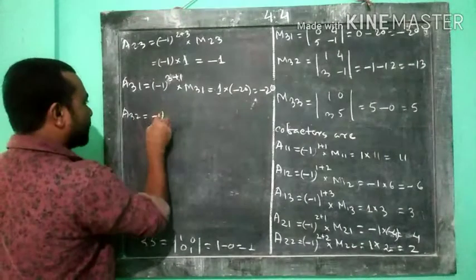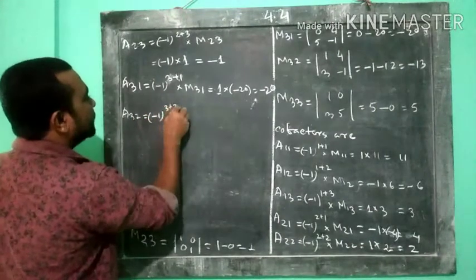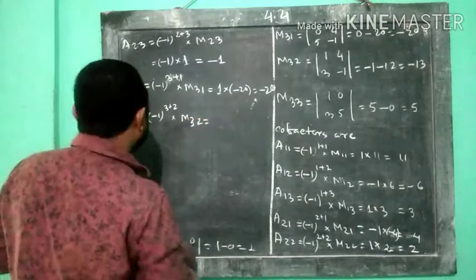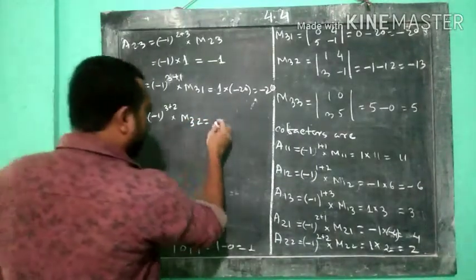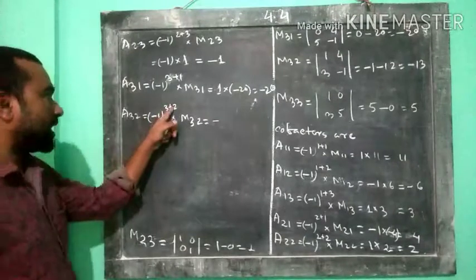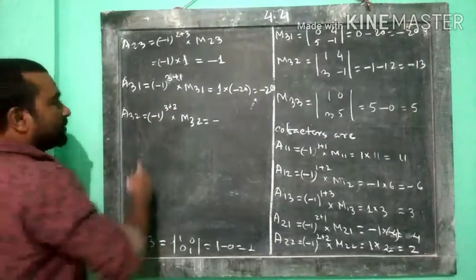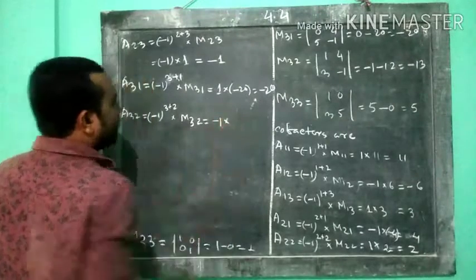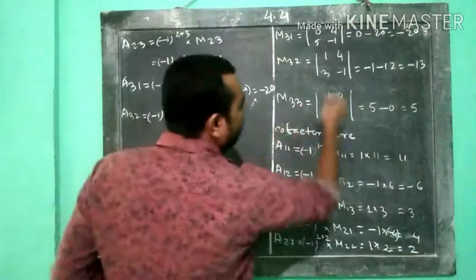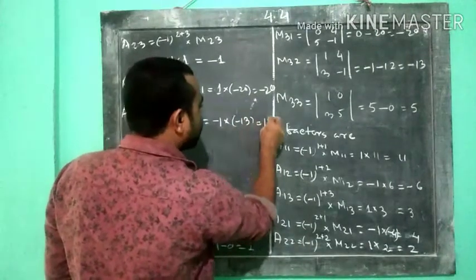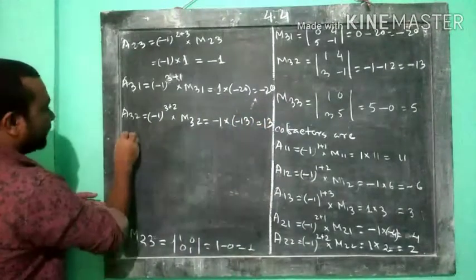So A32 equals minus 1 to the power 3 plus 2 into M32. The sign should be negative, because 3 plus 2 equals 5, and 5 is an odd number. So the sign is negative into M32, which is minus 13. Minus minus is plus, so plus 13.